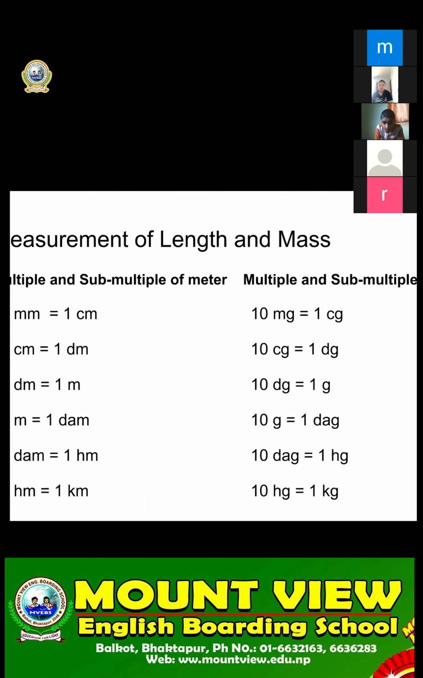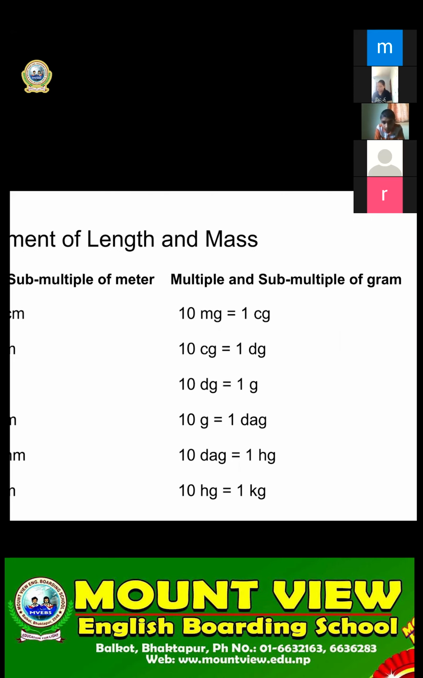So 10 milligram equals 1 centigram, and 10 centigram makes 1 decigram. Please know the relations among the units in science. So next class we will practice to convert from one unit to another.